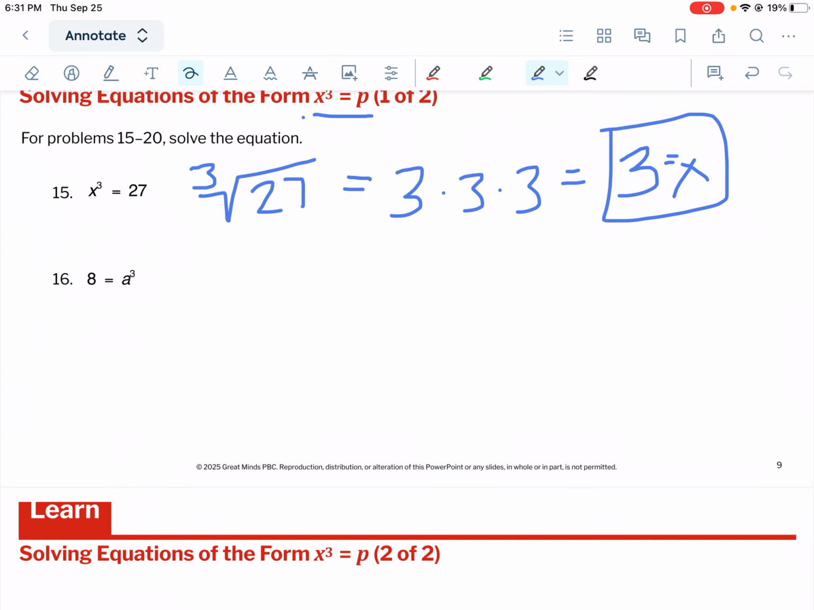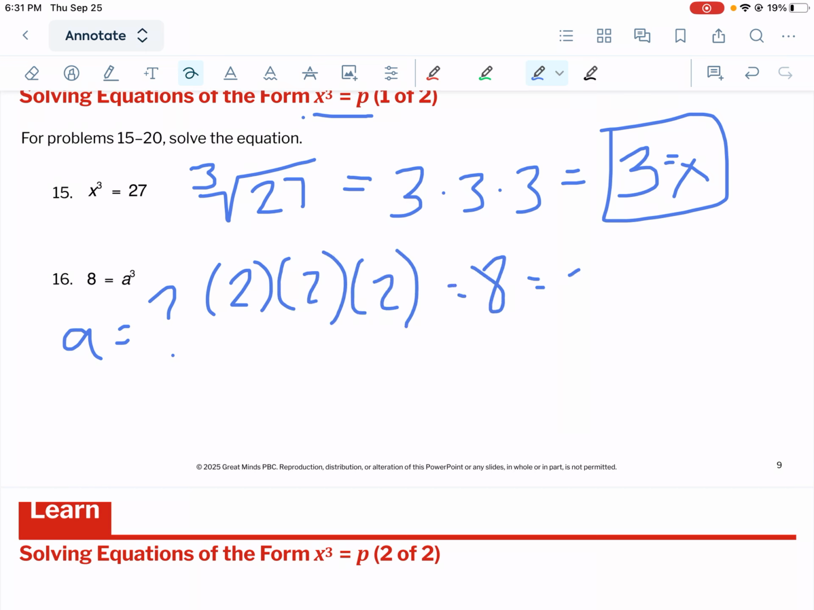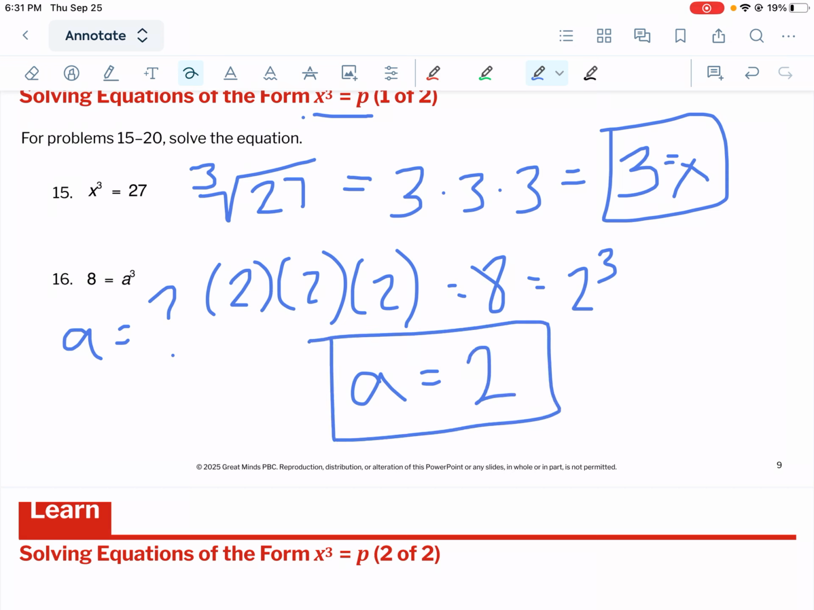Done. Nothing more, nothing less. Same thing here for 16. It says 8 equals a cubed. We need to find out what the a value is. So what number cubed will give us 8? I know that 2 times 2 times 2 equals 8. That means 2 cubed will give us 8. So our a value is 2. That is our missing variable. Done. That's all we're doing.